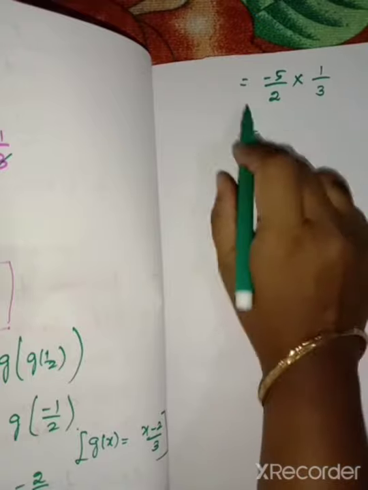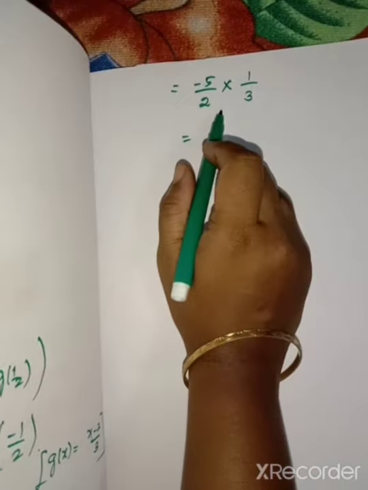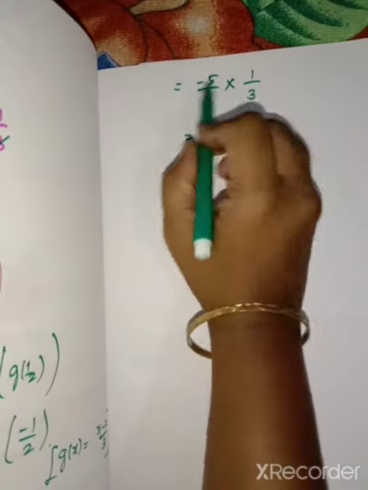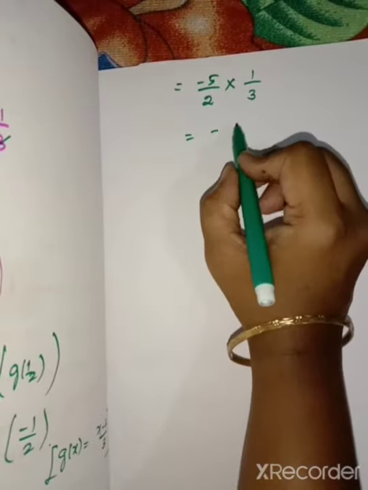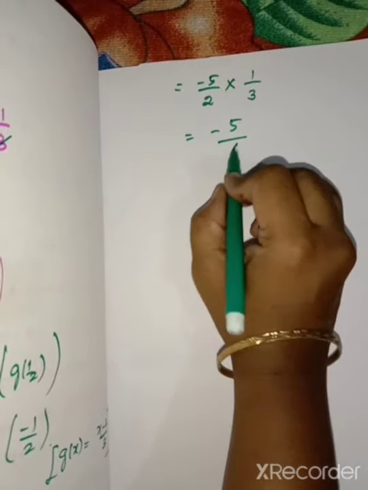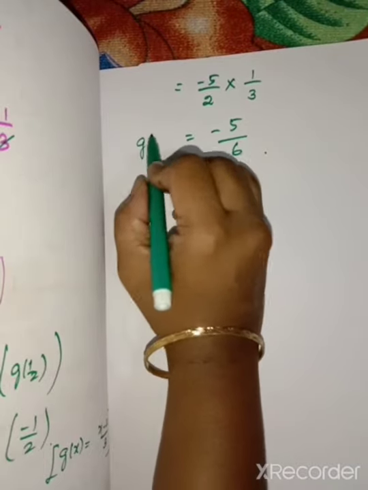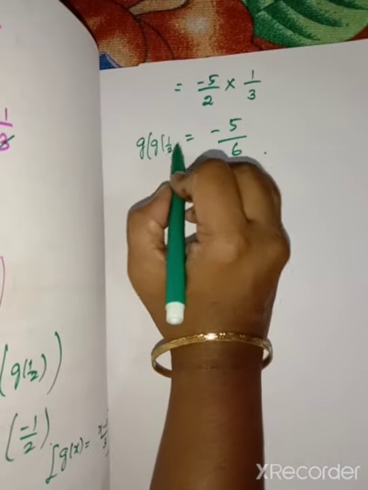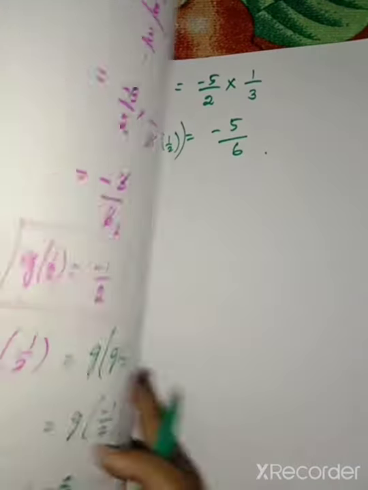Now we can cancel if there is any common number. No, so you can just multiply. Plus into minus, minus 1 5s are 5, 2 3s are 6. So g of 1 by 2 value is minus 5 by 6.